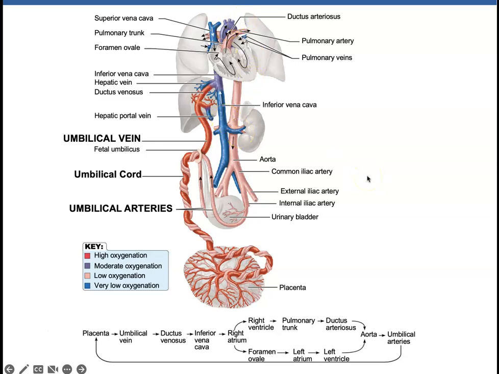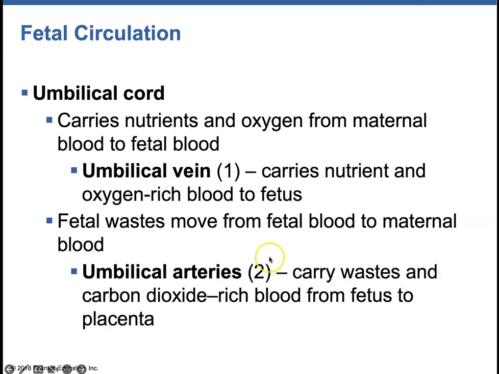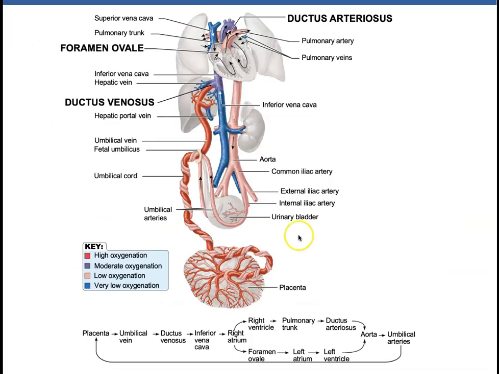So our adaptations include the umbilical cord, obviously. You only have one umbilical vein, and it carries the oxygen-rich blood. Then we have the umbilical arteries that take the waste and carbon dioxide-rich blood from the fetus back to the placenta. So again, your umbilical vein comes in.